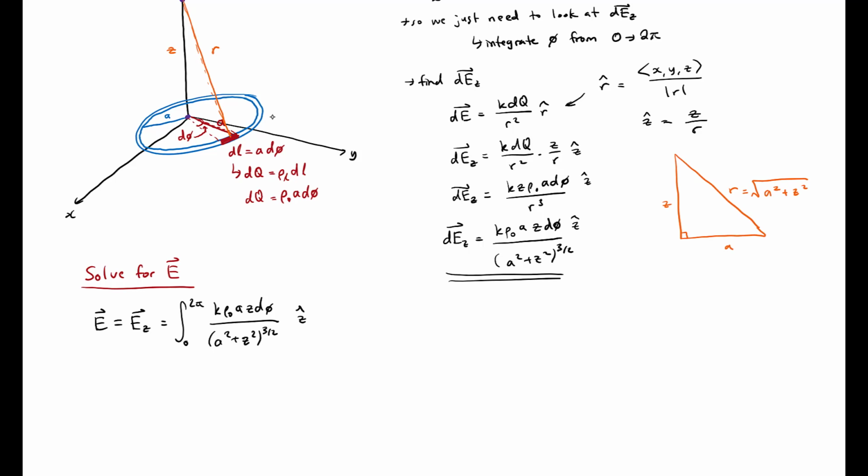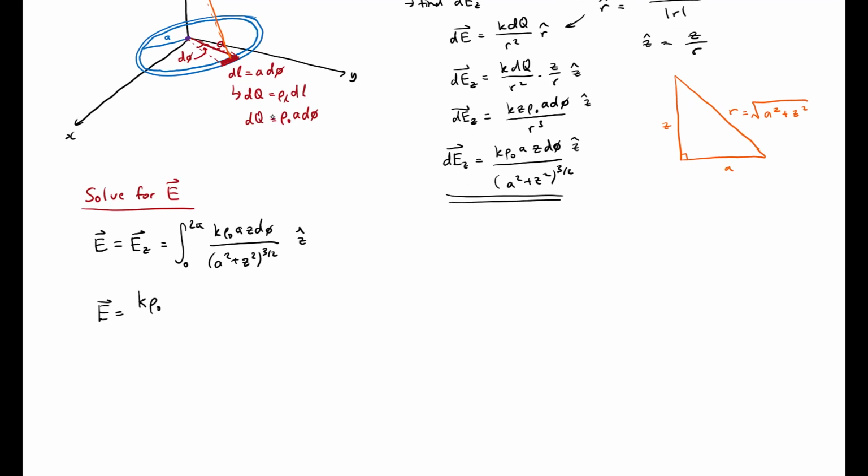In the z direction. And now my question to you is, what are constants and what aren't constants? So I'm integrating with respect to phi. There's no phi's anywhere, so everything is pretty much constant, and I can take it all out. So k is a constant, rho naught is a constant, a is a constant, z is a constant, and this a squared plus z squared to the power of 3 over 2 is also a constant. So the only thing left is just the integral from 0 to 2 pi d phi in the z direction.